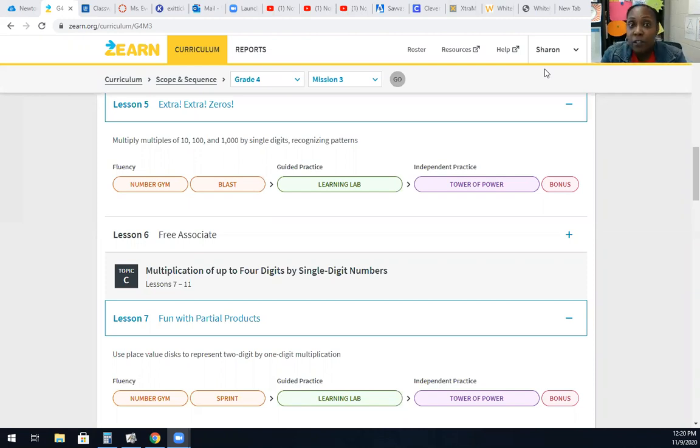We had been talking last week about multiplication, and we were using place value charts and things like that. Today we're going to talk a little bit more about multiplication and place value charts. So we're going to keep using Zern, and we're going to use the Learning Lab today to help us get through it. Let's see what he has to say for us today.